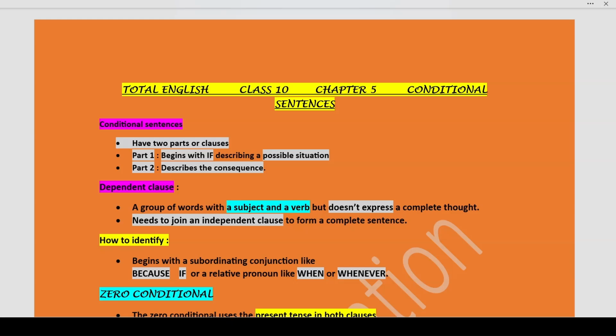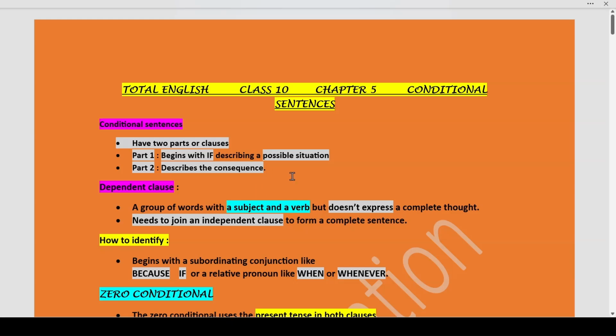Now, conditional sentences, students, have two parts or clauses. Part 1 always begins with if, which will describe a possible situation. What is the meaning of a possible situation? Whether that situation could occur or not. And part 2 will describe the consequence of the first part.